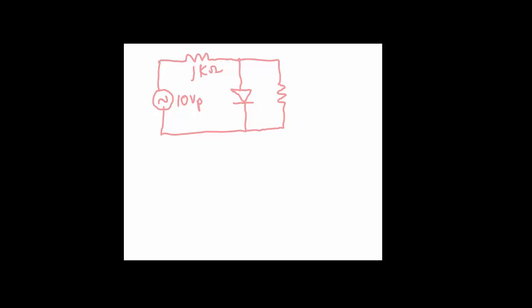Let's say I have a 10 volt peak signal connected through an input resistor, and I have a diode positioned like that, and a load resistor which is parallel to the diode. Let's say I have a 1 kilo ohm input resistance and a 2 kilo ohm load resistance. We are trying to find the output voltage across this load resistor. You always need to split the problem into two halves. One is with respect to the positive half cycle and the other is with respect to the negative half cycle. So I'm going to split it into half.